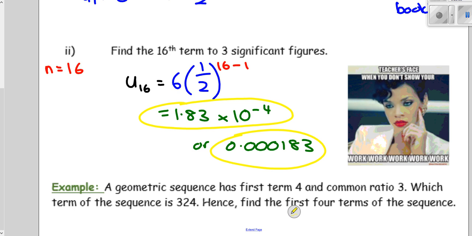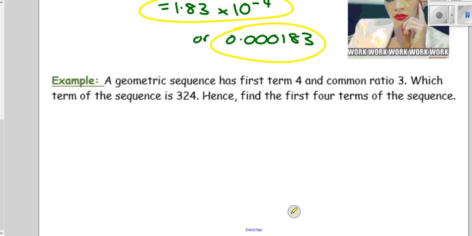Another example, a geometric sequence has a first term of 4. So when I see that, I just go straight to writing this out. And a common ratio of 3. Start to generate kind of lists of information, because sometimes those lists can inspire you to come up with a solution. Which term of the sequence is 324?